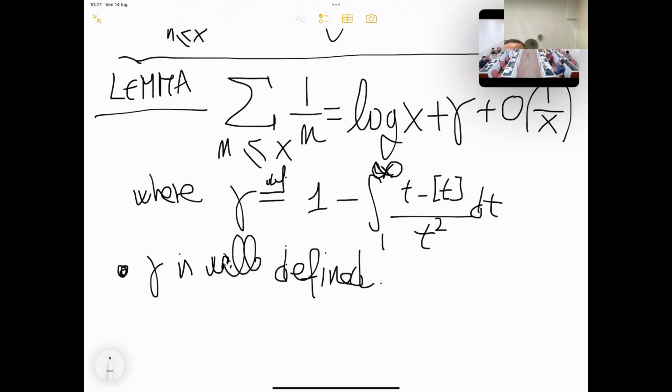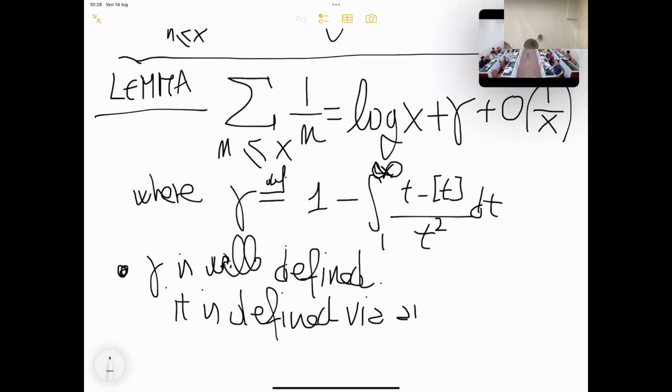Why is it that well defined? I mean, we're defining this constant through an integral, through an improper integral. And we all know about improper integrals, that sometimes they converge, sometimes they diverge, sometimes they simply oscillate. Now, this is an integral of a positive function, right? It is defined via an improper integral.